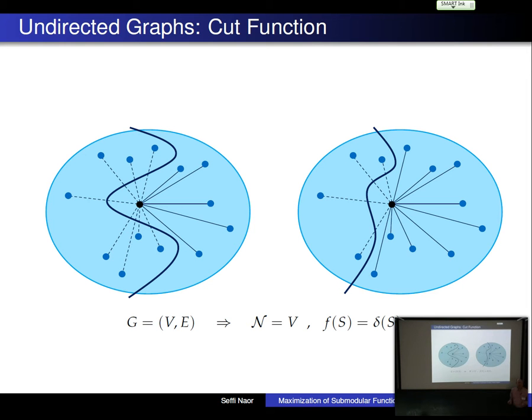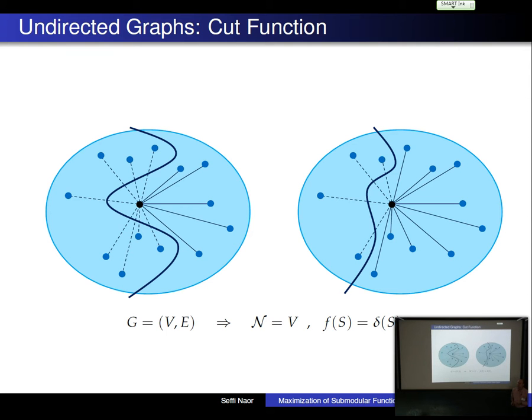A classic example is a cut function in an undirected graph. So we have an undirected graph. We have weights on the edges, and given a subset of the vertices, the submodular function is defined by the weight of the edges which go out of the set. This is a submodular function.